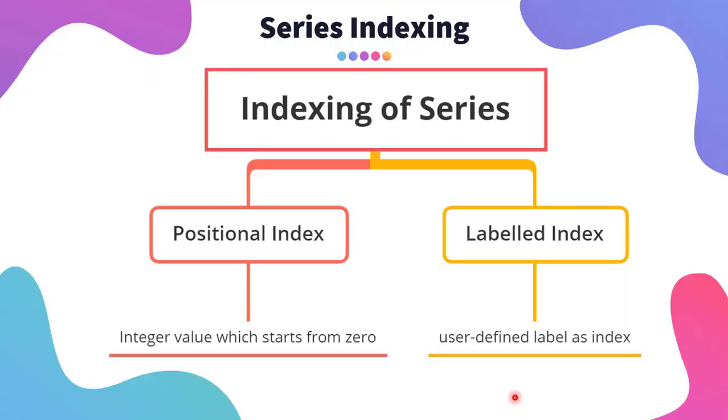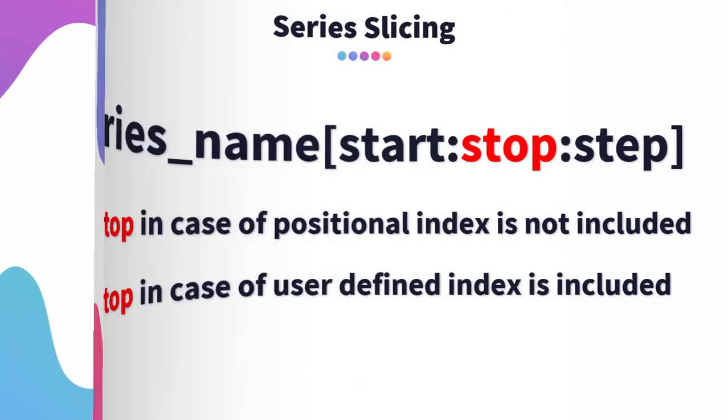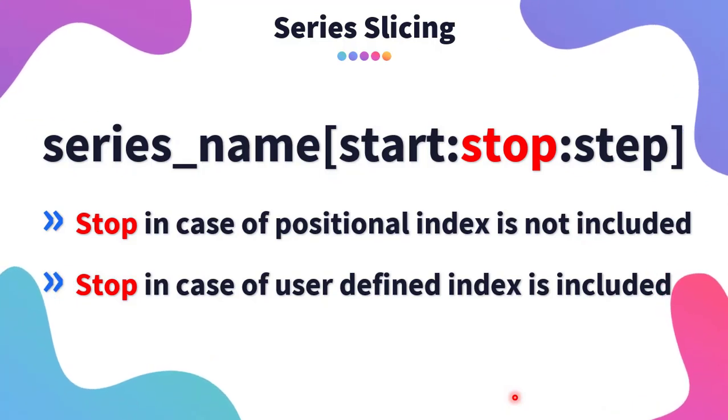Having learned how we can use indexing, we will start with series slicing. Whenever you do slicing, there are three parts. One is start, another is stop, and then we have step. In case of positional index, that basically means the values which begin with 0 and are integers, the stop index is not included. If we have user defined labels, then the stop is included.